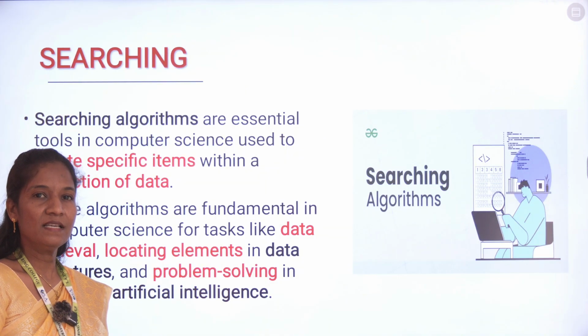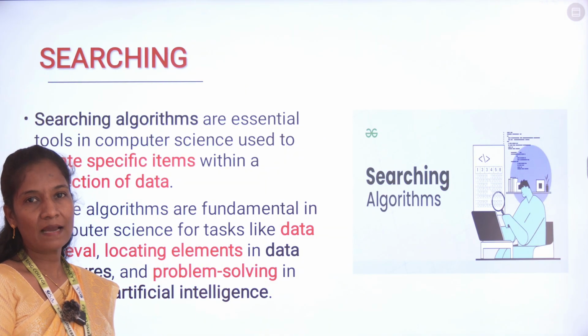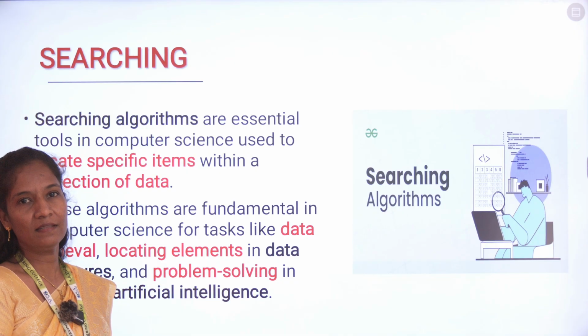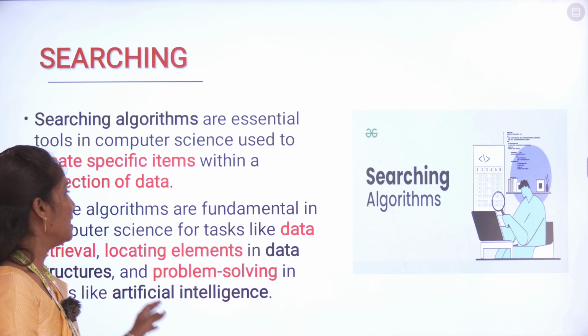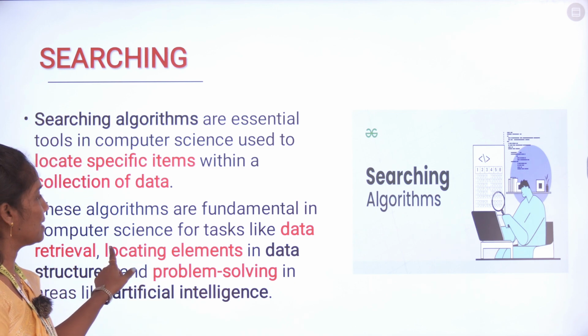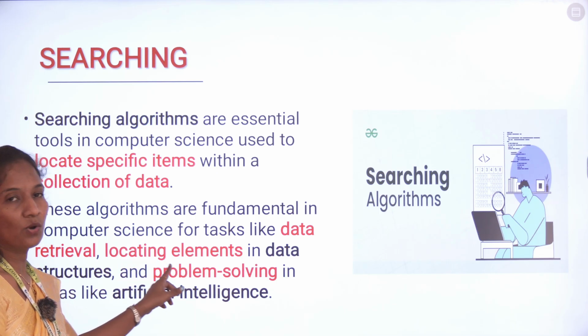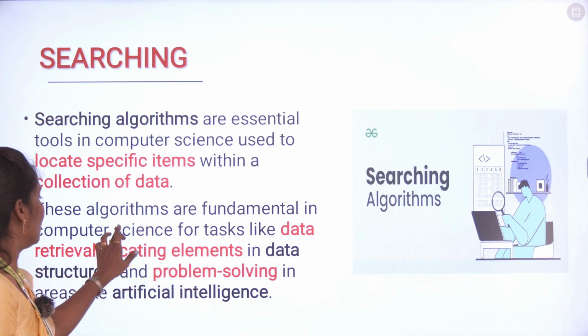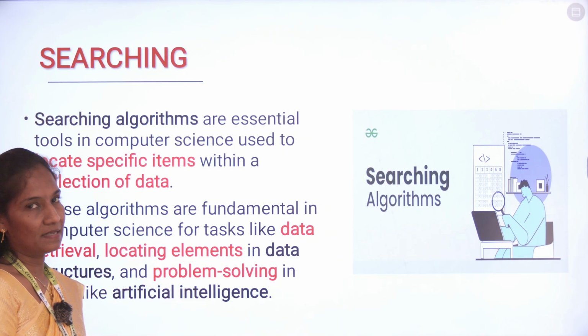Searching is an algorithm which is very important in computer science, acting as an important tool for finding elements within a collection of data. The main task of searching in computer science is to retrieve the data and to locate the elements. It is mainly used to solve problems in artificial intelligence.